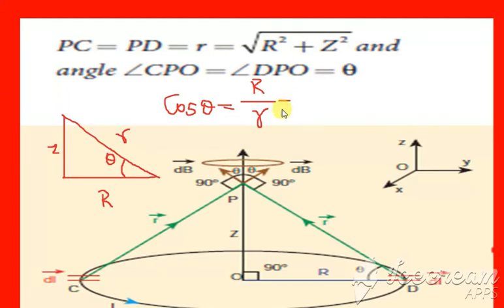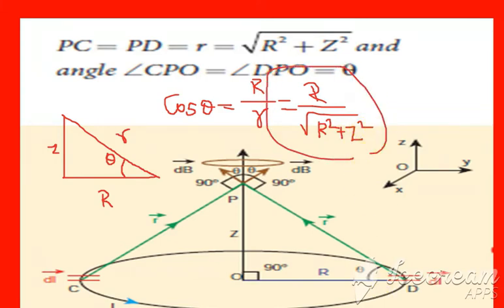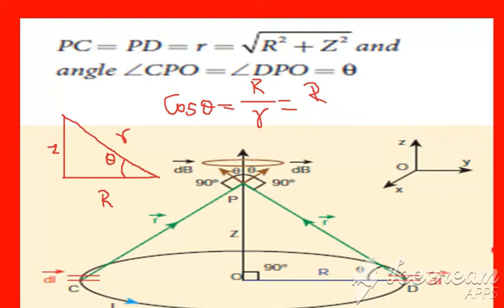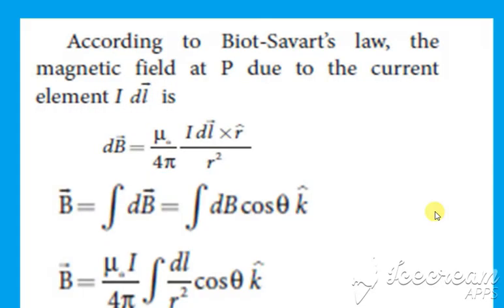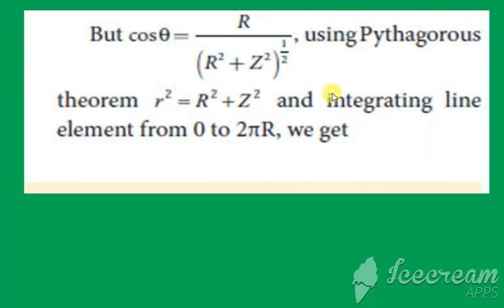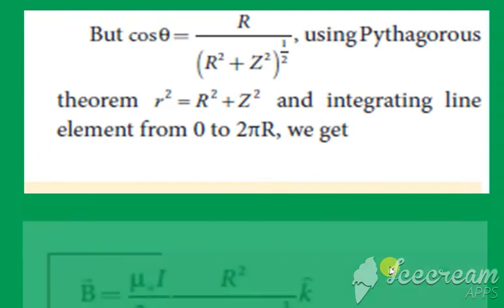Small r. Instead of this small r, this can be written as root of r square plus z square, is it not? In the same way, you are also writing here root of r square plus z square. So this is the value of cos theta. This value of cos theta we are going to take in the next step. So cos theta is equal to r divided by root of r square plus z square. That is what is given here.